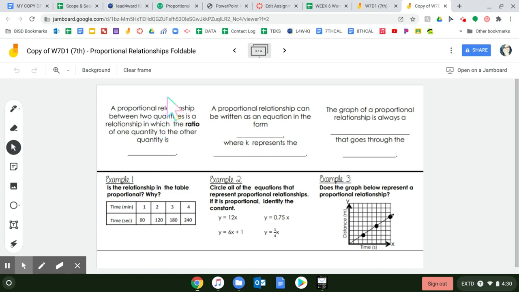What we're looking at is proportional relationships using tables, equations, and graphs, because you can represent proportional relationships in all of these ways. The first we're going to start with is the tables. A proportional relationship between two quantities is a relationship in which the ratio of one quantity to the other quantity is proportional. You could also call that a constant relationship.